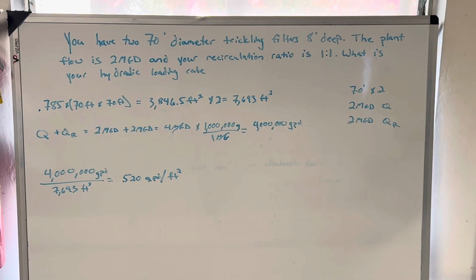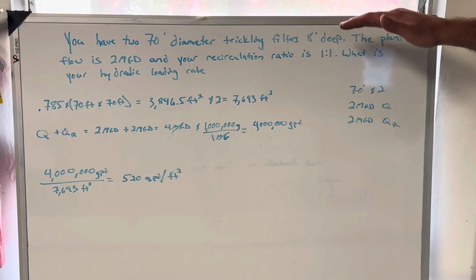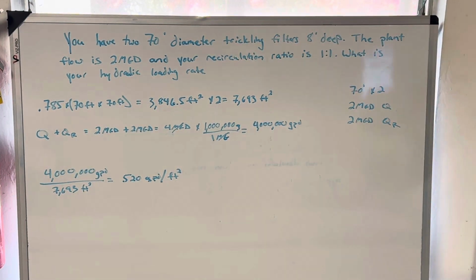Okay, so let's break this down real quick. You have two 70-foot diameter trickling filters, 8 feet deep. The plant flow is 2 mgd, and your recirculation ratio is 1:1. What is your hydraulic loading rate? Your hydraulic loading rate is expressed in gallons per day per square foot. So that's a good place to start. We need to know our gallons per day per square foot.